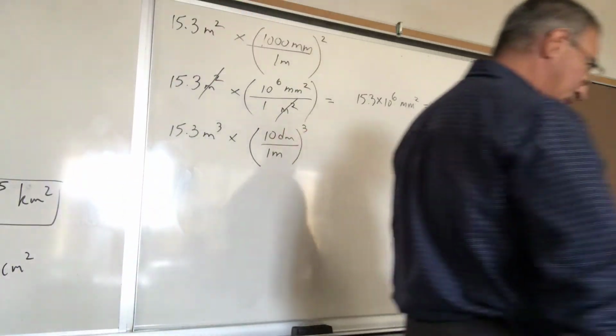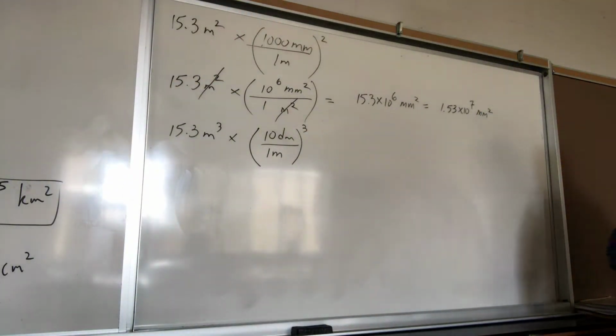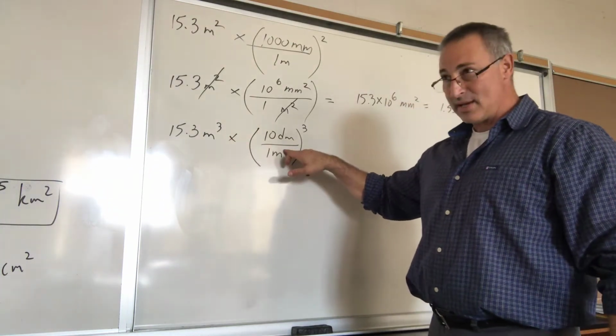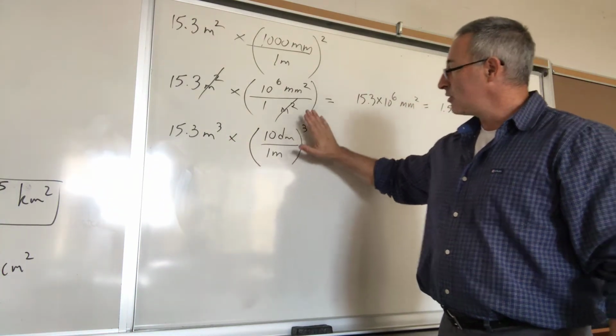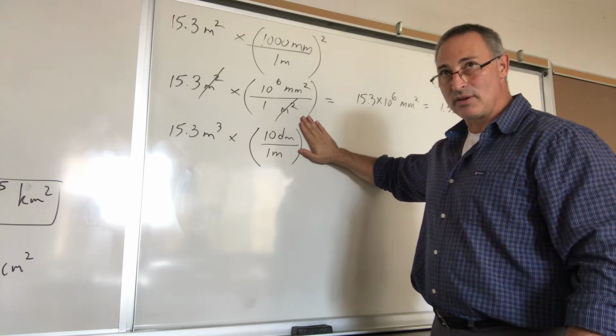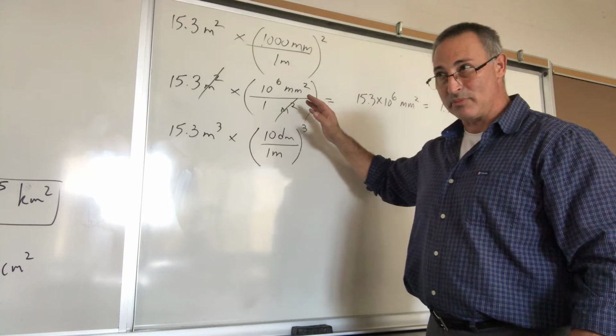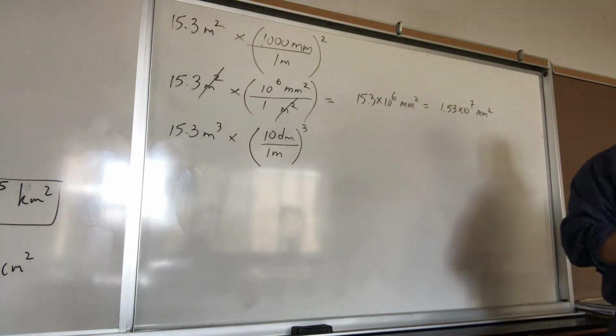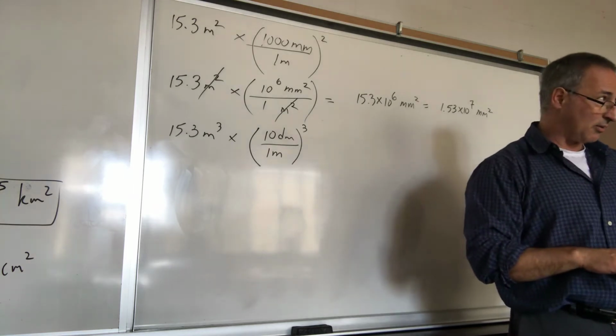We are converting the volume 15.3 meters cubed into decimeters cubed. You first start off by doing it linear, right? You always start with a linear conversion and then raise it to the appropriate power. If it's an area conversion, you raise it to the power of 2. If it's a volume conversion, you raise it to the power of 3.